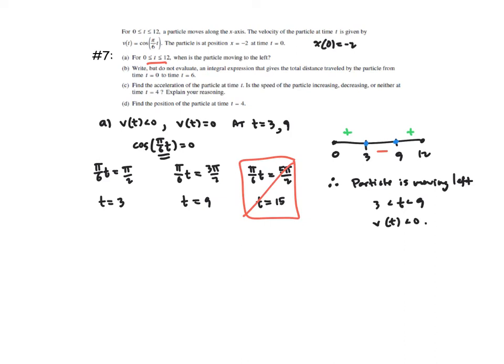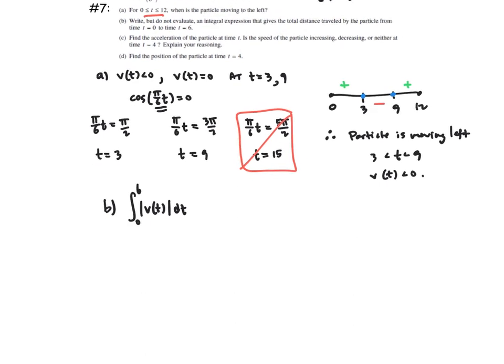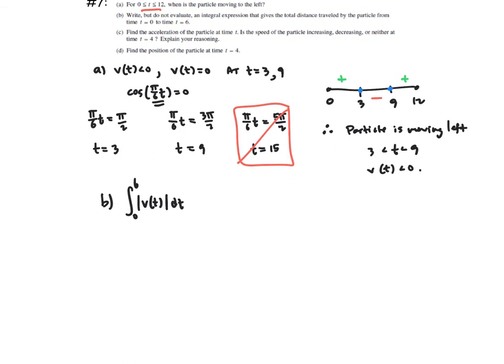Okay, part B, write but do not evaluate an integral expression that gives the total distance traveled by the particle from t equals 0 to t equals 6. Total distance. So from 0 to 6, we're going to take the absolute value of v of t, dt. Done. That's it. Free point. That's very free.